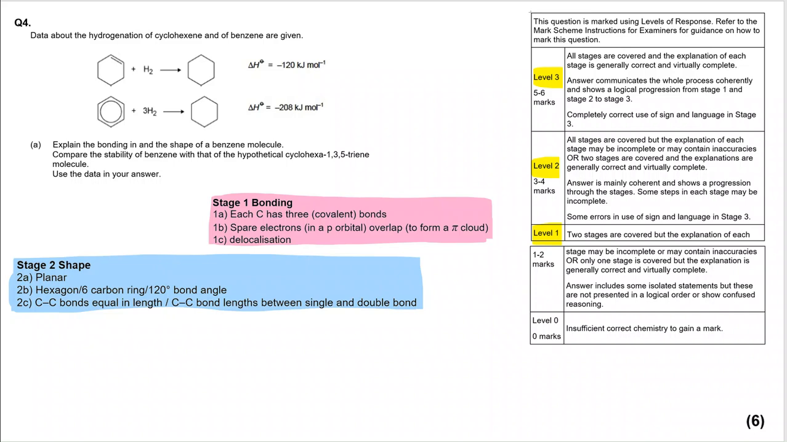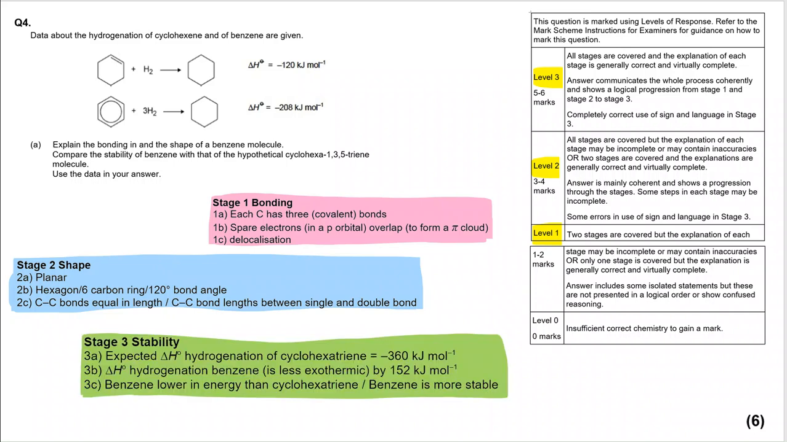The final stage, stage 3, is talking about stability. So you can talk about the fact that this is negative 120. You would expect the value to be negative 360 for cyclohexatriene. But the enthalpy of hydrogenation of benzene is less exothermic, with a value of negative 152, is the second point. And this is because benzene is more stable. So again, a reminder, to be virtually complete in a stage, you need to have 2 of the 3 points covered. So you could actually get to level 3 and 6 marks by picking 6 of these key points.